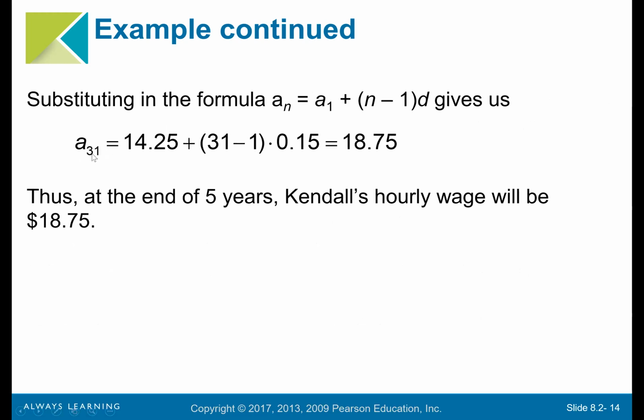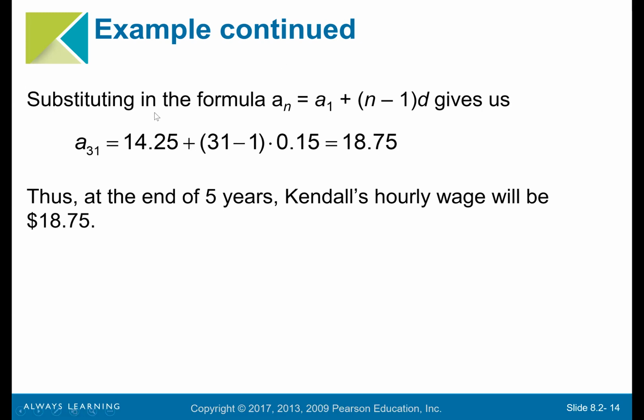So we want to find the 31st term of 14.25 plus 31 minus 1 times 0.15. There's that formula that you'll use over and over, which gives us 18.75. So at the end of 5 years, he should be making $18.75. Are we okay with how come that's 31 and not 30? Anyone? Okay. I can go back. Sometimes it's helpful to kind of draw a picture, but that's kind of our n minus 1 right there.